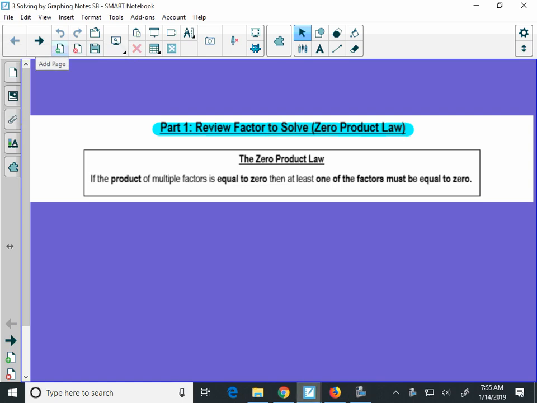For the Blended Algebra 2 class, we're in Unit 3, which is solving quadratics, and today we're going to talk about graphing to solve. But before we do graphing to solve, I just want to review the zero product law. That was in lesson 1 really quick.